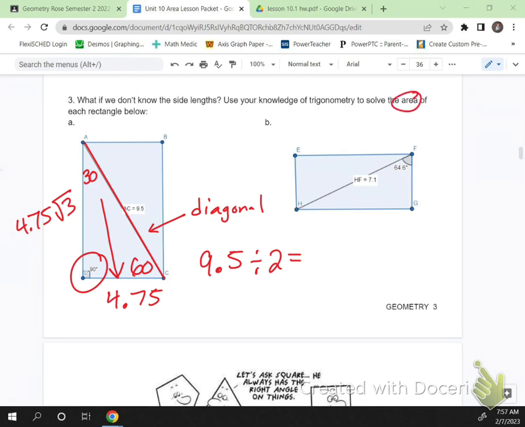So now I know the length and the width. You're going to need your calculator. 4.75 root 3 times 4.75. You're going to type that all in with multiplication. Let's see what your area is. Get somewhere around 39. 39 units squared.